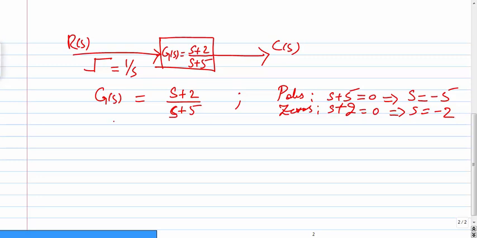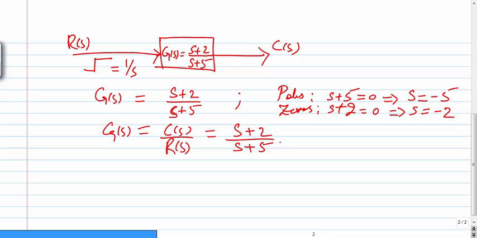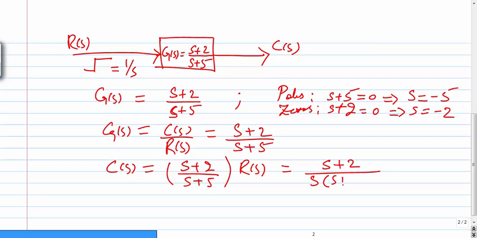Now as we know, G of s equals C of s divided by R of s, that is equal to s plus 2 divided by s plus 5. If we want to look at the response of this system, the response is basically the output of the system. Output is denoted by C of s, so we multiply by R of s and get s plus 2 divided by s plus 5 times R of s. As we know, R of s is a step input with unit magnitude, so it becomes 1 by s. So C of s is s plus 2 divided by s times s plus 5.